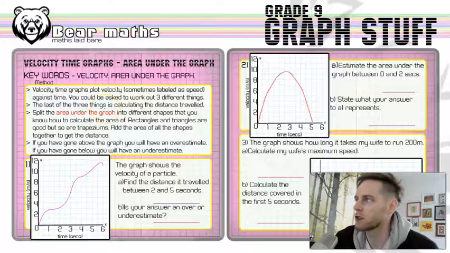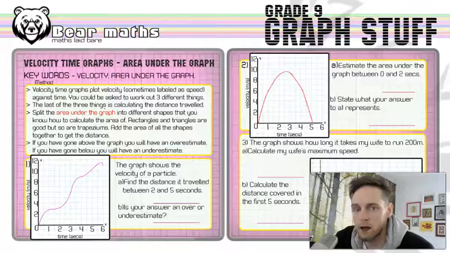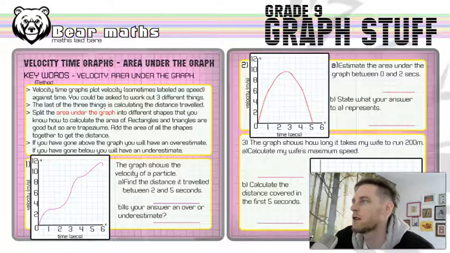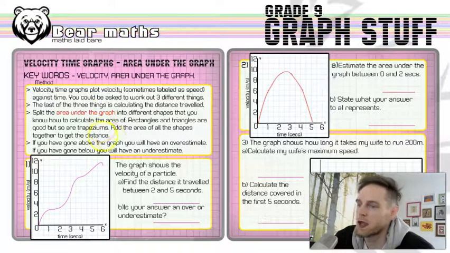Now, what we're going to do is split the area under the graph into different shapes that you know how to calculate the area of. So rectangles and triangles would be lovely, but trapeziums are also very useful. And then we're going to add the area of the shapes together to get the distance.